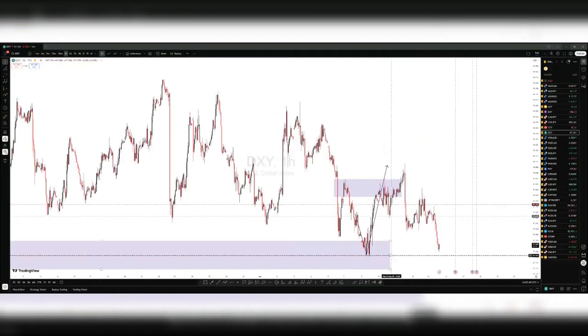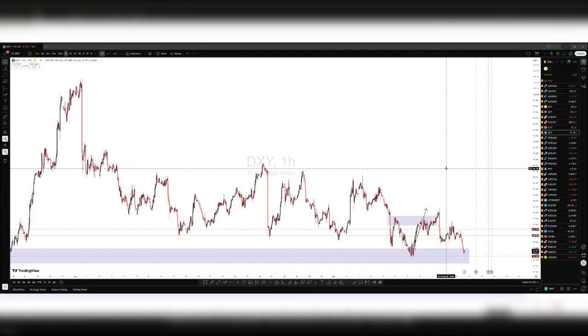Like I told you guys last week, DXY is the dollar index, so it communicates what our expectations should be as regards the dollar. Whether the dollar is going to get stronger or weaker, the DXY is what tells us.